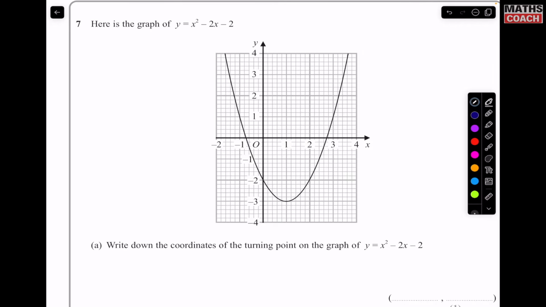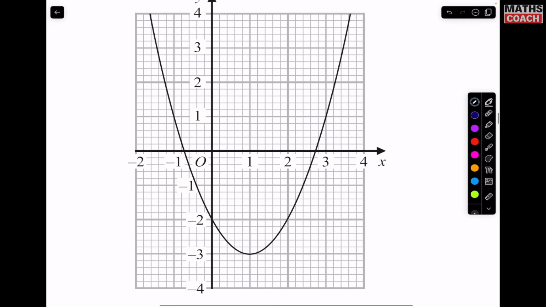All right, question number 7. Here is a graph. Y is equal to x squared minus 2x minus 2. Write down the coordinates of the turning point. All right, let's zoom into this graph. What's a turning point? Turning point is literally where the graph is turning to a new direction. It's right there. We just need to give that point right there.